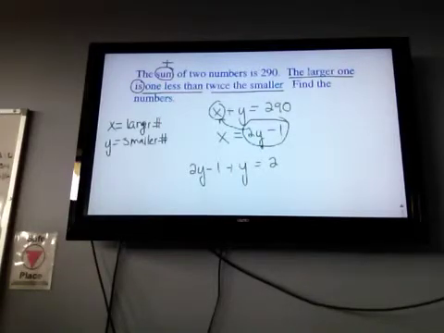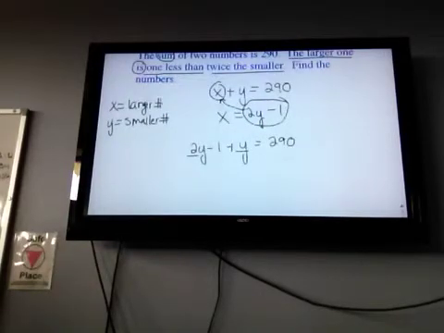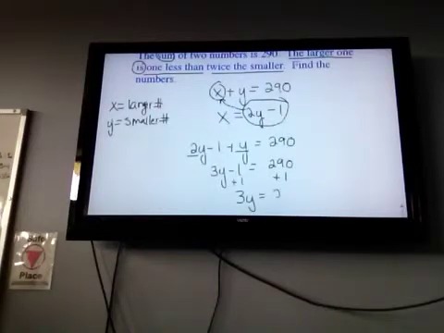And we solve. Collect your y's: 3y minus 1 equals 290. Add 1 to both sides, and 3y equals 291. Divide by 3, and y is 97.